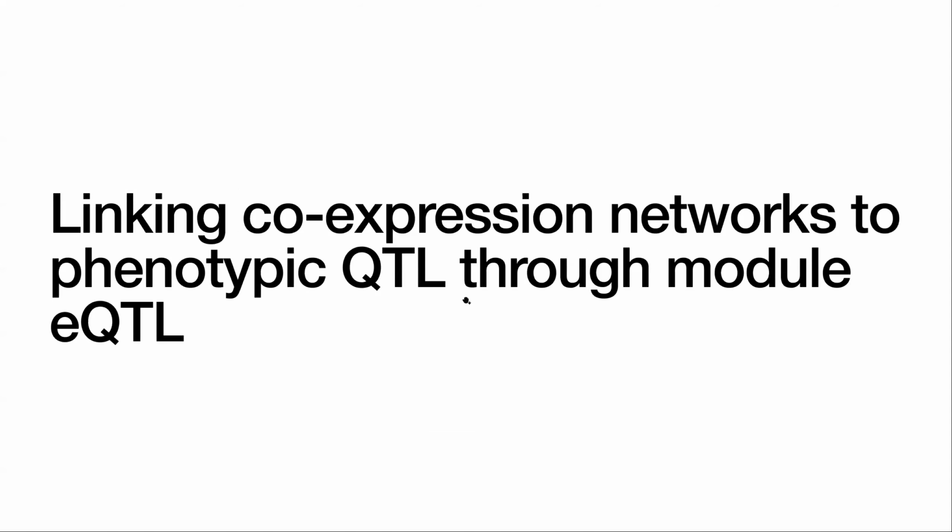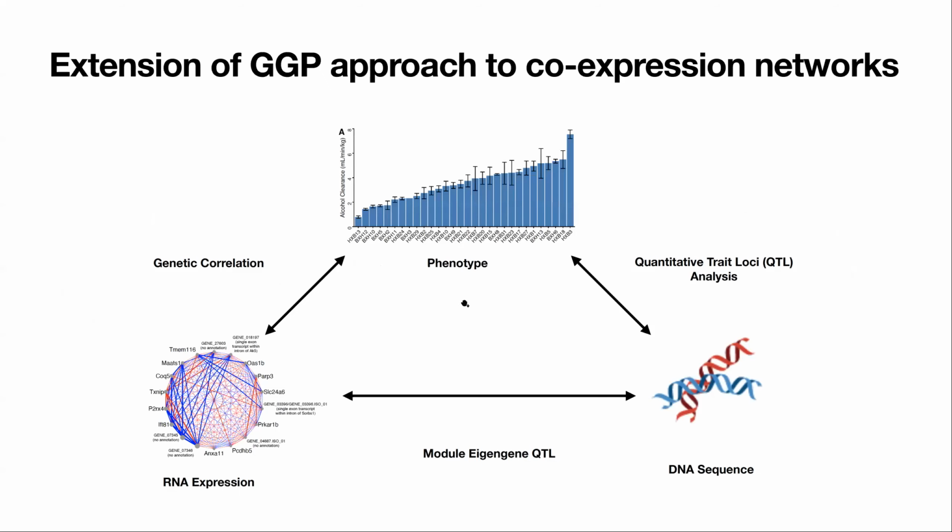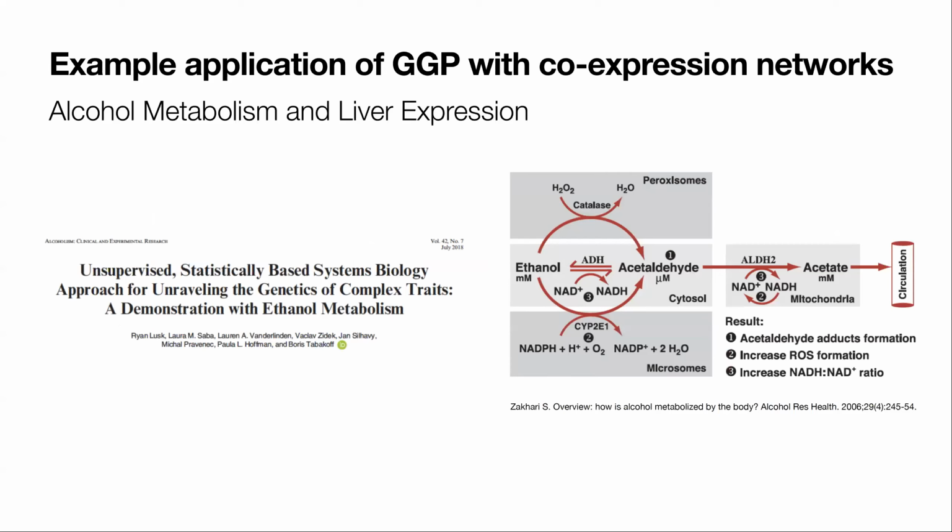So how do we link this all together? Again, all we've done is taken that genetical genomics phenomics approach and replaced an individual gene with a co-expression module. So we've looked at genetic correlations, we've looked at QTLs, and we've looked for overlap with that module eigengene QTL. Just want to check how we're doing on time. I'm almost out, but I'm almost close.